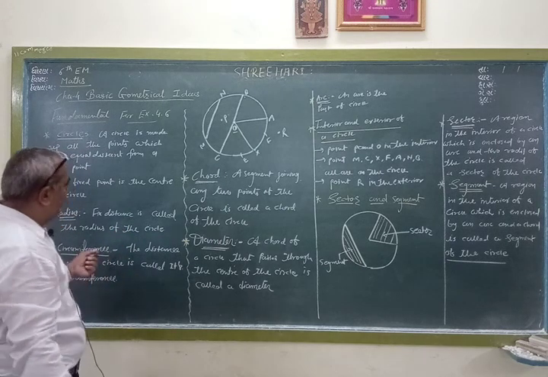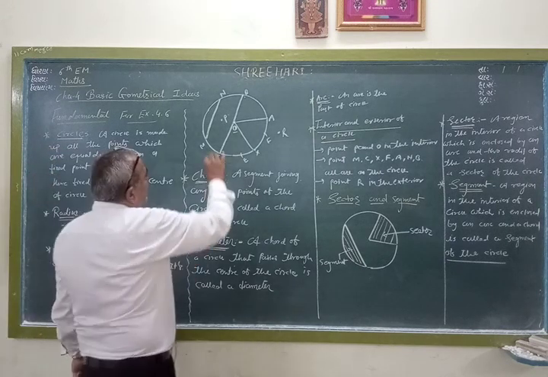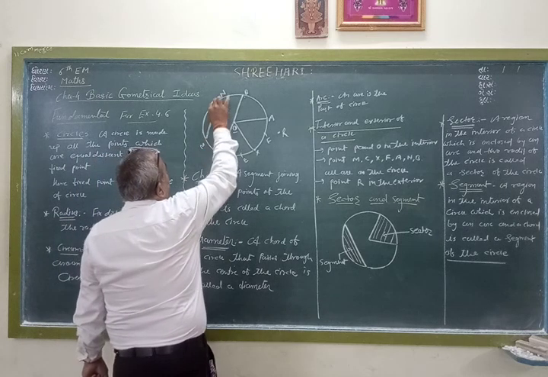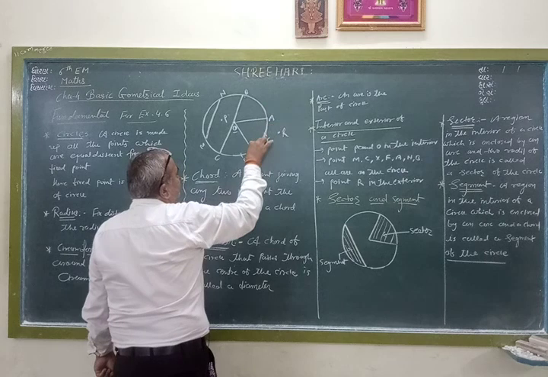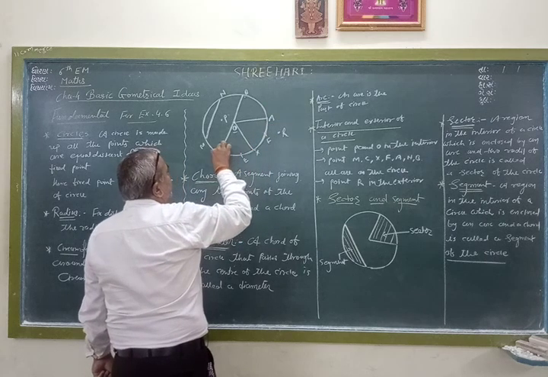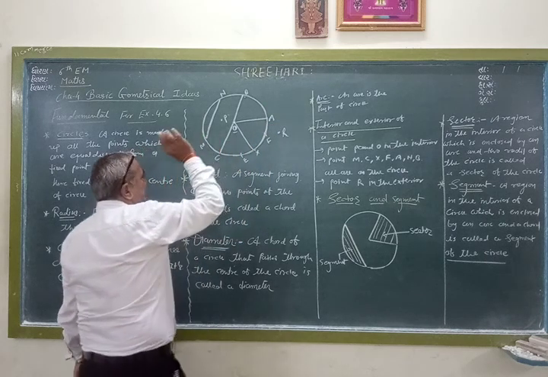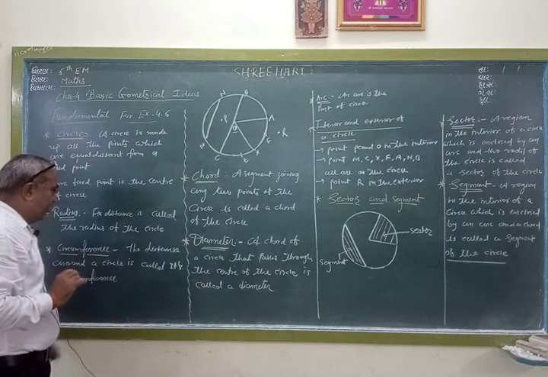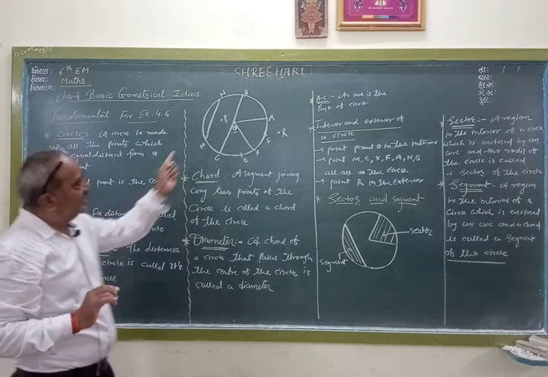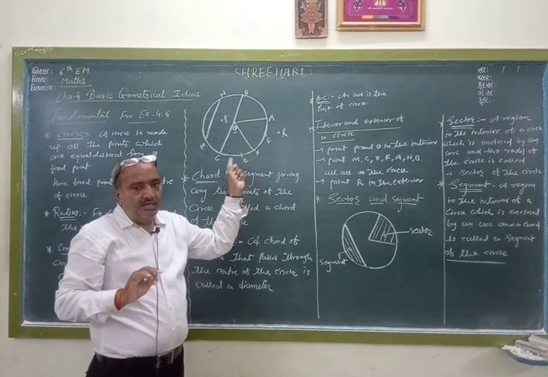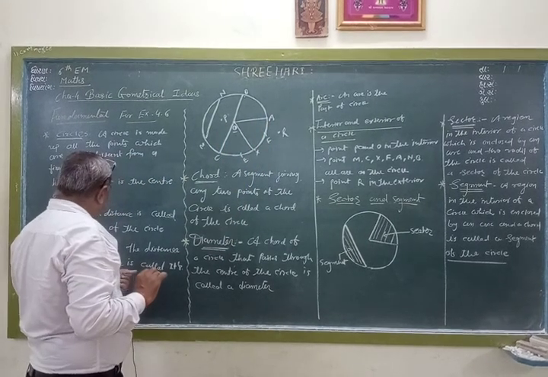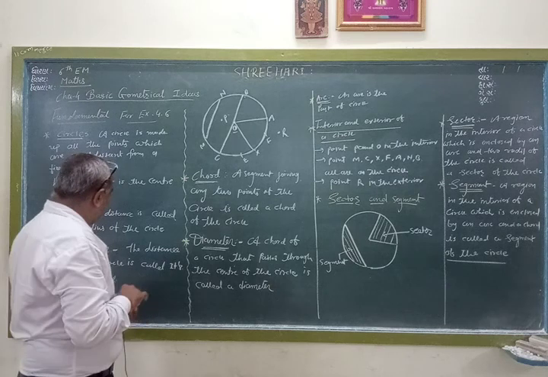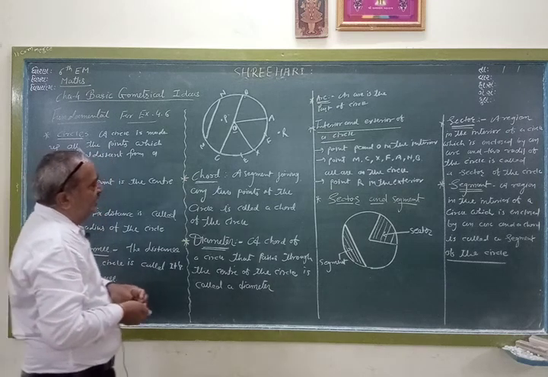What is circumference? Friends, I draw a border. All this border is known as the circumference. So what is the definition? The distance around a circle is known as the circumference.